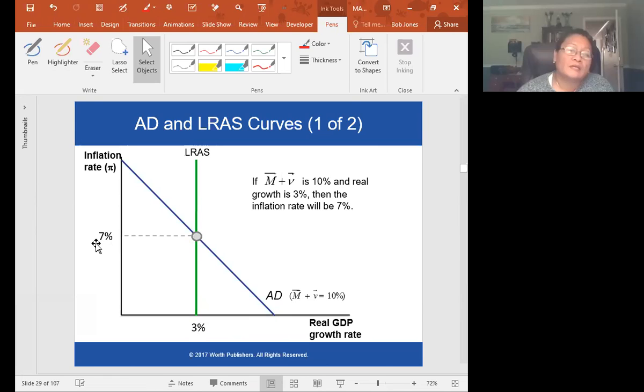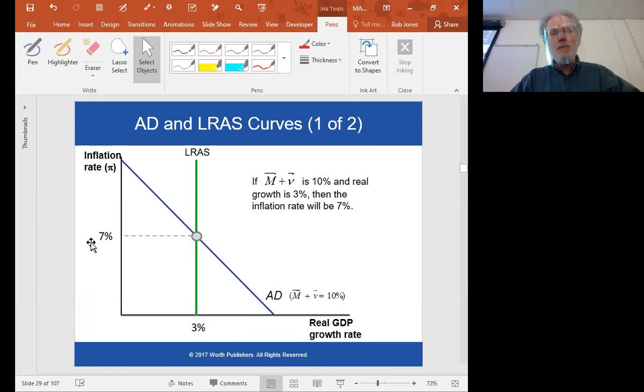So by putting the two together, we're able to determine what both of these are going to be in the long run. It doesn't tell us the immediate effect if some shock hits the economy. What this tells us is what the effect will be after enough time has passed for prices to fully adjust to the changes.